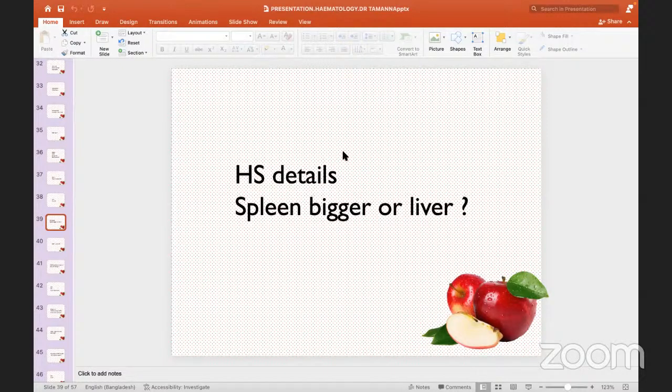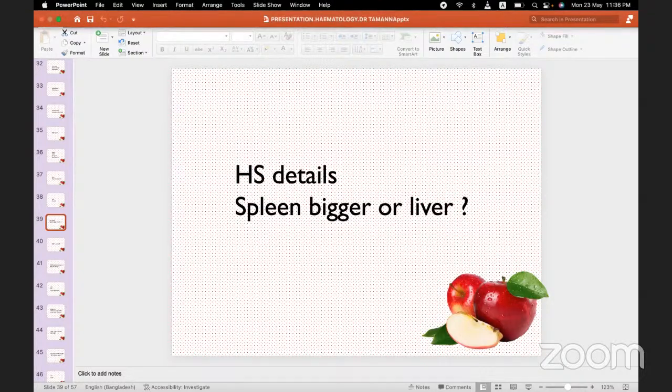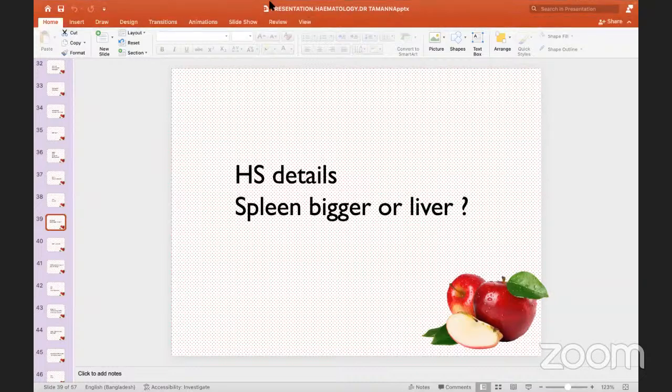Now remember, in hereditary spherocytosis, is the spleen bigger or the liver bigger? Who can tell me? It's the spleen. Why? Because of sequestration, or because of engulfment? Yes, you are right. Macrophages engulf the abnormally shaped cells, because in hereditary spherocytosis the spherocyte is not a good shape, a bad shape. So the macrophages of the spleen engulf them. So the spleen is bigger than the liver.